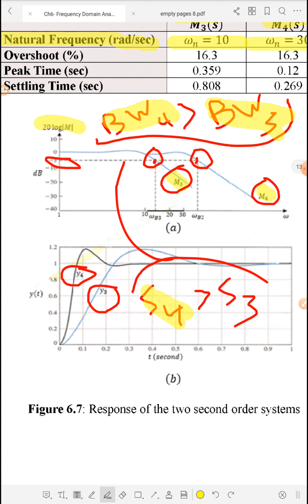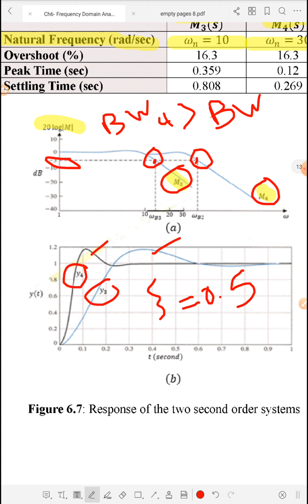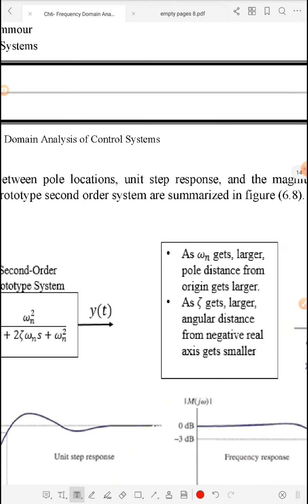Okay, and as I mentioned before, both systems, this system and this system, have the same overshoot. Why? Because zeta for both of them is 0.5. So the overshoot is fixed while the time-related parameter is different. And in this case, the response of the fourth system is faster than the response of system 3. This is because the bandwidth of system 4 is larger than the bandwidth of system 3. I wish that everything is clear in this regard.